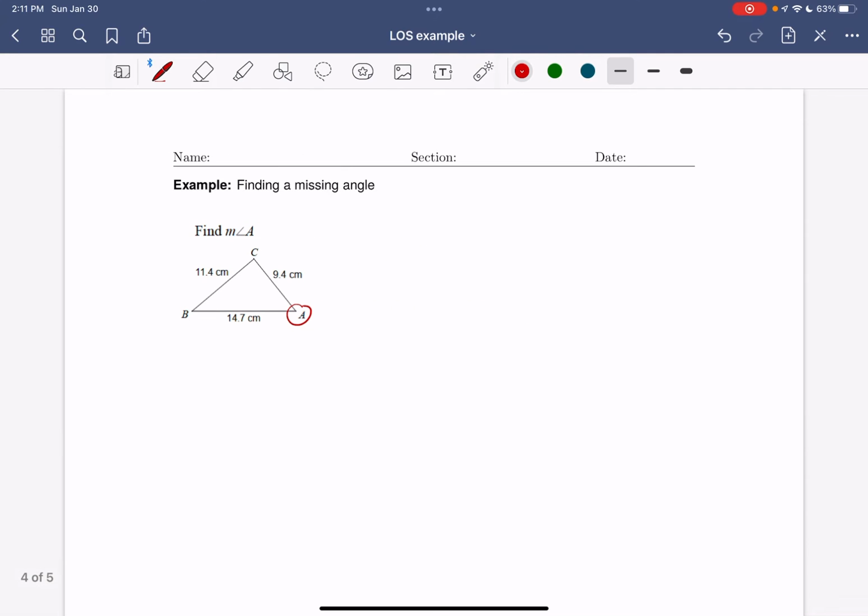So now let's look at finding a missing angle. It's really not much more complicated. I mean, it's a little more complicated, but there's a common mistake people make that I want to steer you away from. So we're looking for the measure of angle A, which means I want the form of law of cosines that starts with A squared equals B squared plus C squared minus 2BC cosine A. Okay, so I have 11.4 squared equals 9.4 squared plus 14.7 squared minus 2 times 9.4 times 14.7 times the cosine of A.